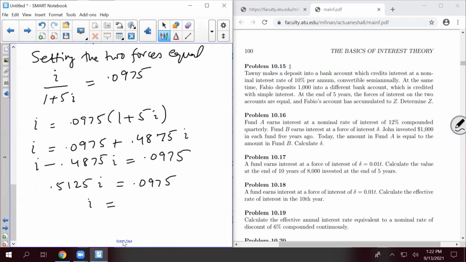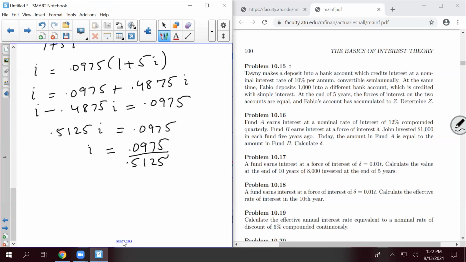Why are we calculating this i? Look, what is the question asking? Z, and what is Z? Z is Fabio's account, and Fabio's account does have that i in it. So we do need it. So what do we get? 0.19024, that's okay. So i is 0.19.